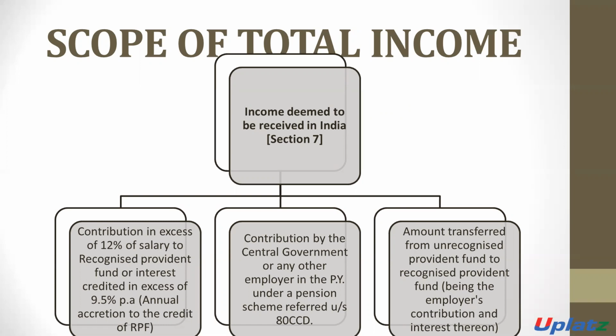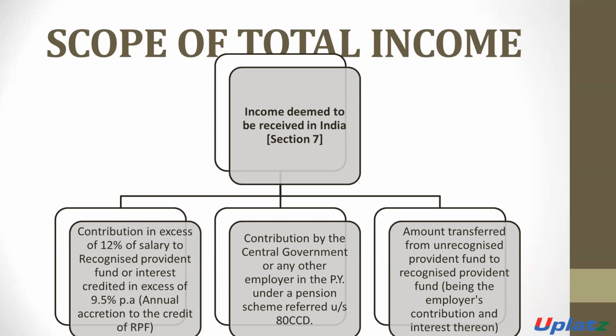Contribution in excess of 12%. If there is any contribution which is more than 12% to the recognized provident fund, and there is an amount of interest which is more than 9.5% per annum, it will be considered as income deemed to be received in India.